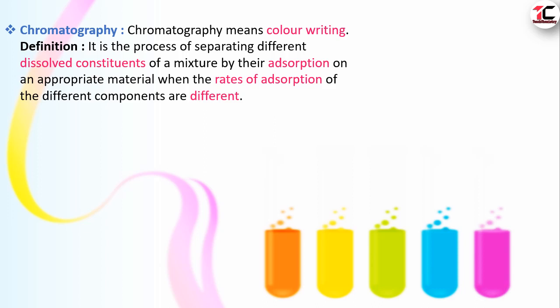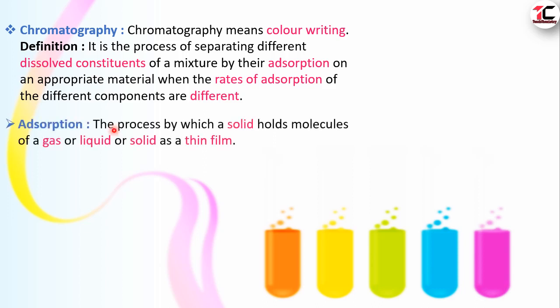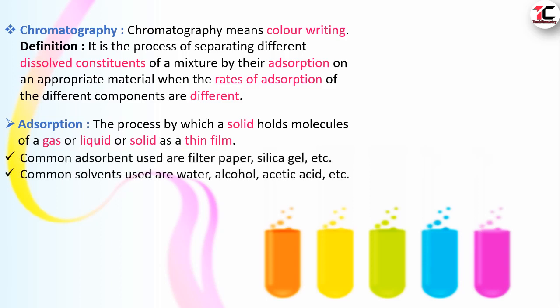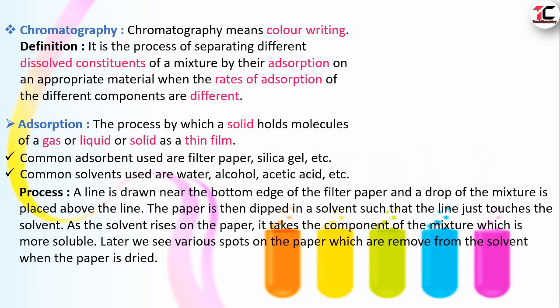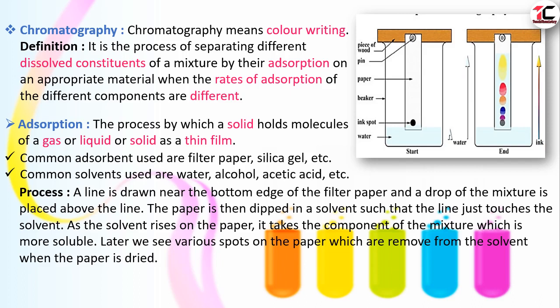What is adsorption? It is the process by which a solid holds molecules of a gas, a liquid or a solid as a thin film. What are the common adsorbents? Filter paper and silica gel. Common solvents are water, the universal solvent, alcohol and acetic acid. I want to explain the process of chromatography with this diagram.